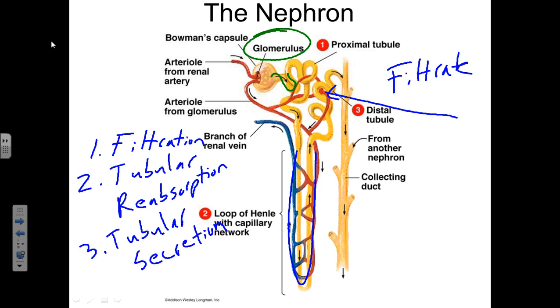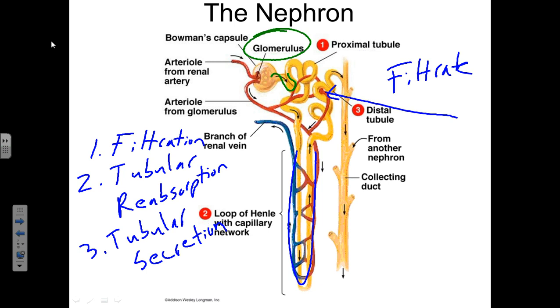Stuff that's in the blood that you need to get rid of can be actively pumped from the blood vessels into this renal tubule. And one of the main things that gets secreted that way is H+. If you got too much H+, your body will move it from the blood vessels into the tube, which means you're going to urinate out the H+. And if you lose H+, what happens to pH? It goes up. So those are the 3 steps of making urine.